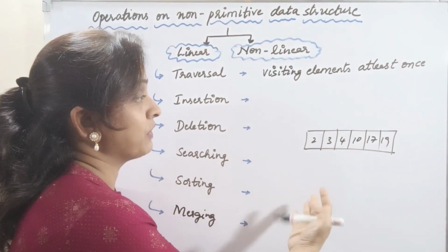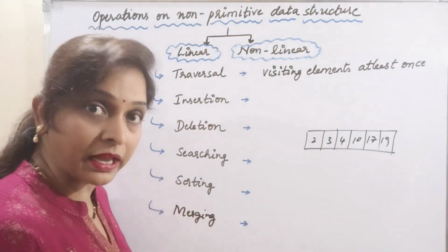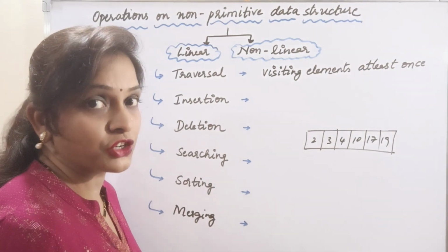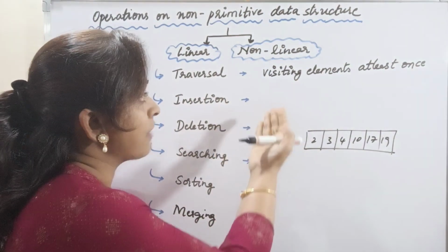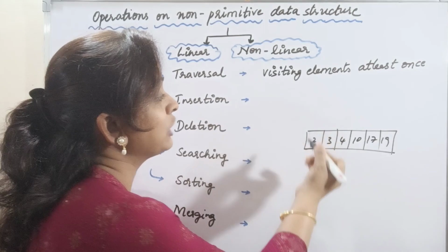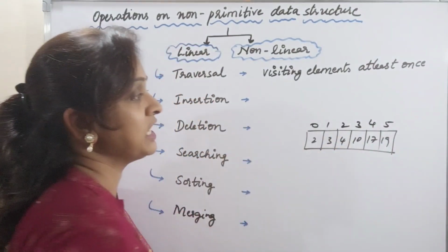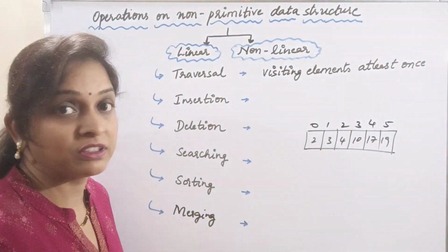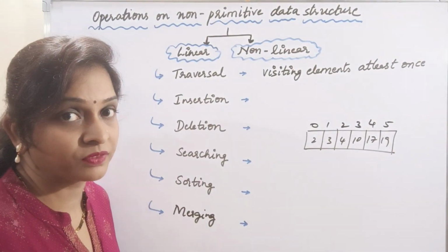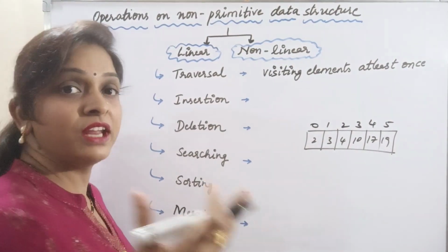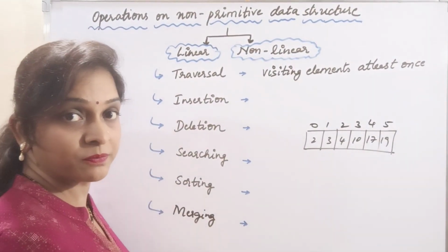We can traverse. Say, if I take a linear data structure, an array is a linear data structure, right? I need to do the traversal on that array, which means I need to visit each and every array element starting from index 0 up to 5. That is what traversal is. It means I need to visit every element at least once.